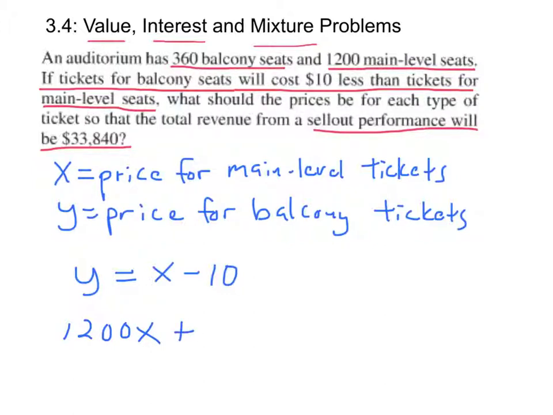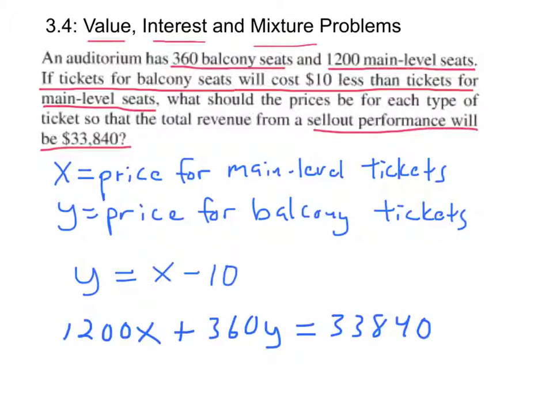And then plus, there's going to be 360 balcony seats sold, each for a price Y, which when you multiply that together, it's 360 times Y. And then that equals the total amount of revenue, $33,840. The main idea in this second equation is to realize that you take the number sold times the price for each one, number sold times price, and add them together, and that gives you the total value.